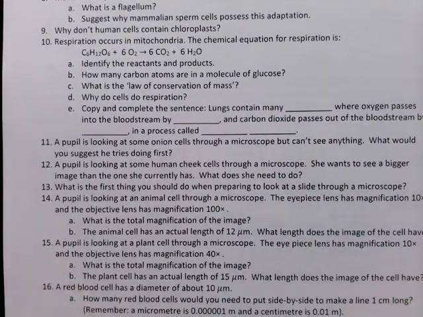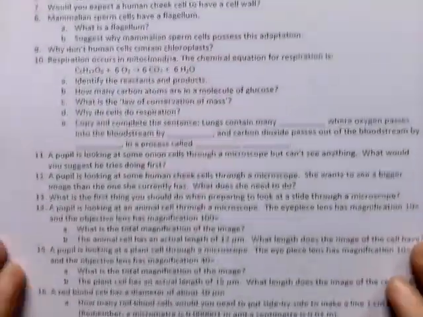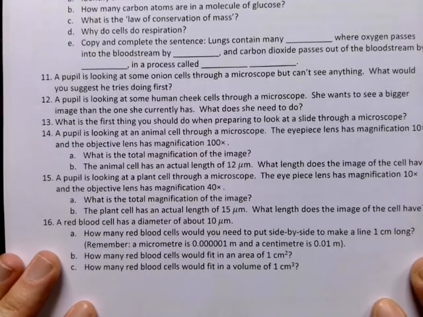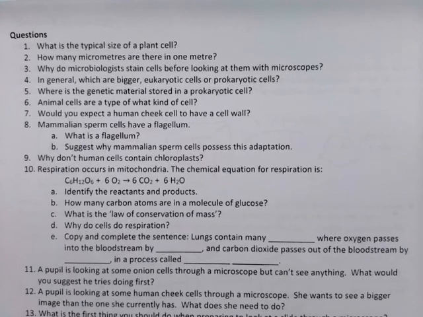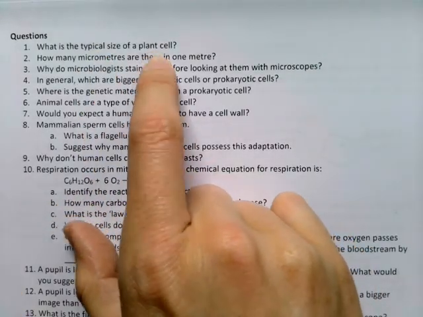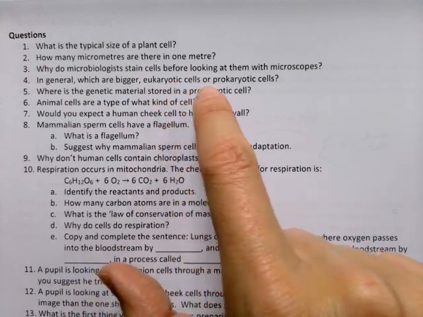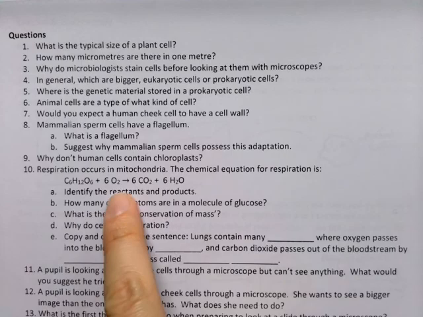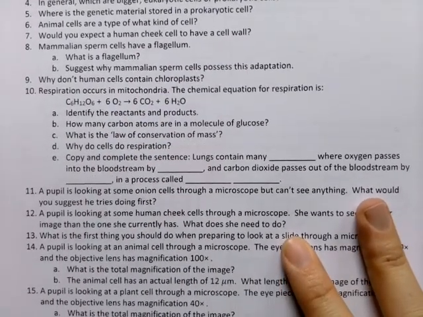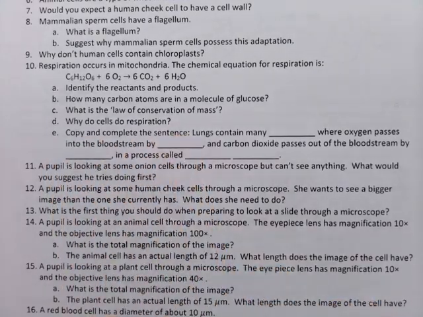What you need to do now is answer these questions. We've got questions 1 to 16. These questions will be on microscopy, but they'll also be on some of the cell work that we did last week. So things like the typical size of a plant cell, you need to go back to last week's work as well. In general, which are bigger, eukaryotic or prokaryotic? You might already have that information. If you don't, you need to go back to last week. Some of this is from year 9. It's good practice, including this one here. You're all going to love this question. It's a very good question.